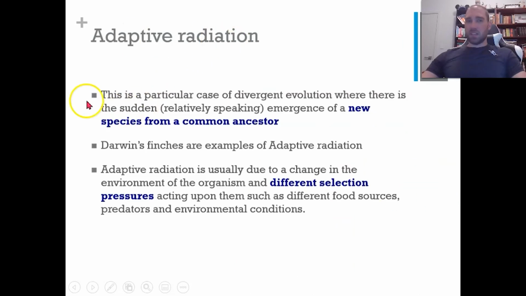So adaptive radiation, it's a particular case of divergent evolution where there's a sudden, in terms of geological time, emergence of new species from a common ancestor. And we talked about Darwin's finches before as a great example of adaptive radiation. So adaptive radiation is usually due to a change in the environment of the organism and different selection pressures acting upon them, such as different food sources, predators, and environmental conditions. So let's have a look at those finches again.